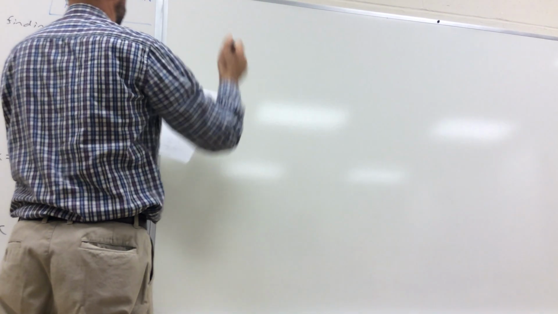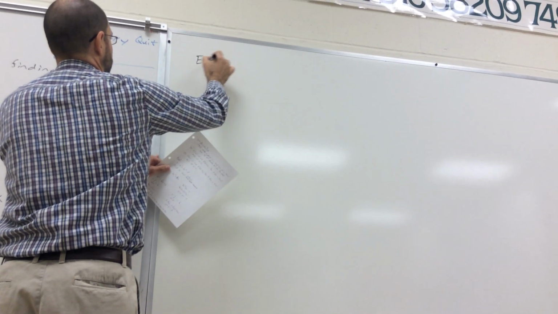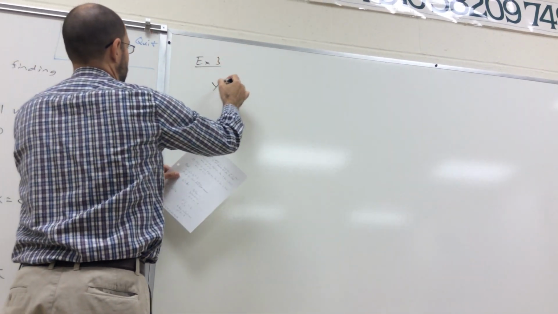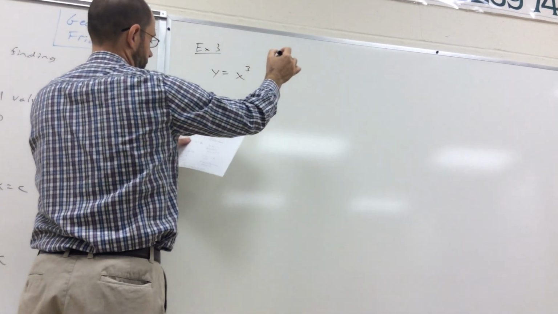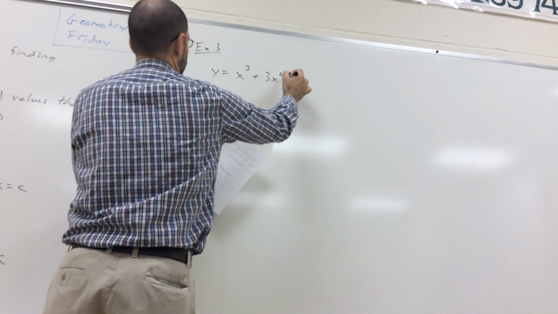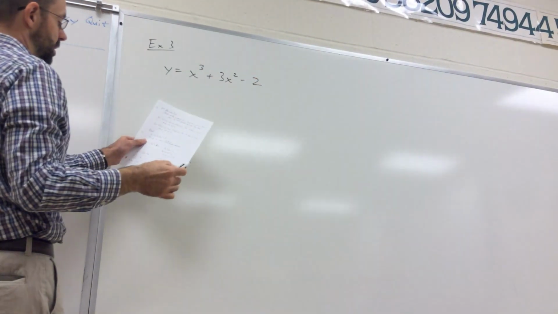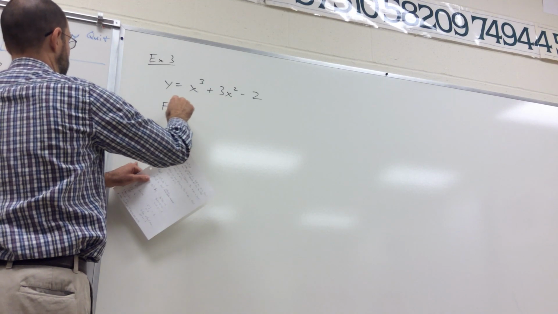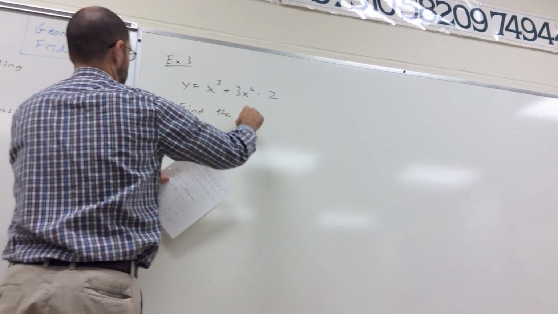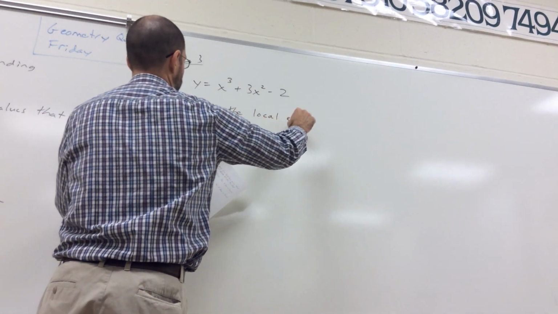All right, so this would be example 3, and we've got y equals x cubed plus 3x squared minus 2. And we're going to find the local extreme.